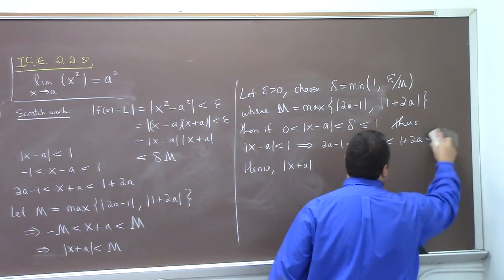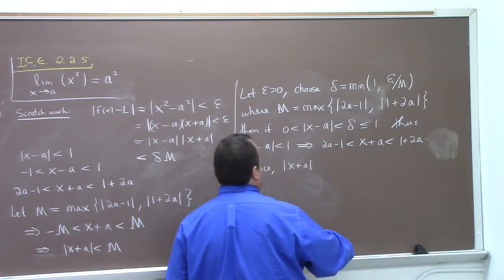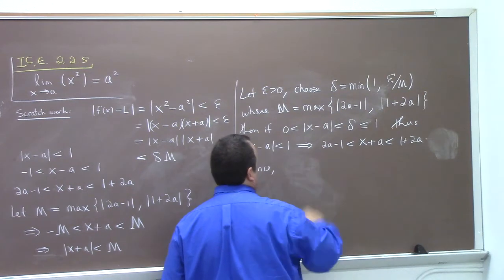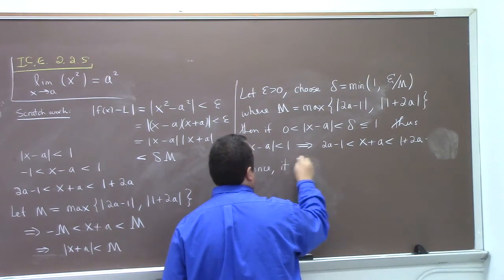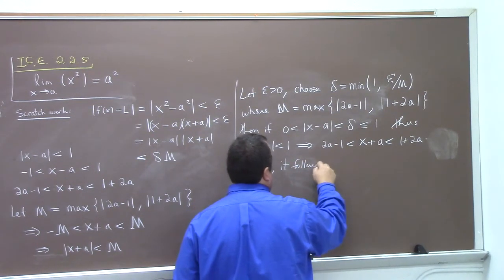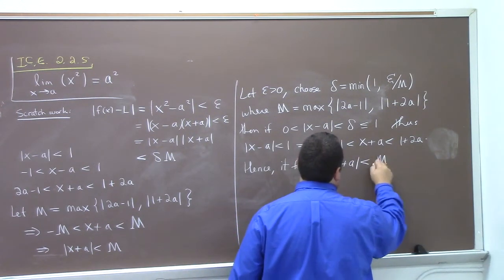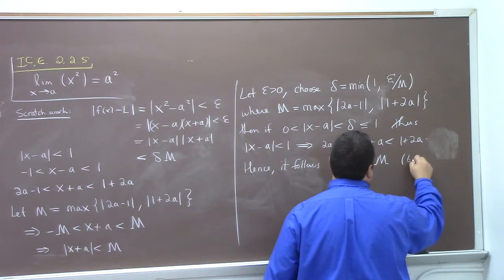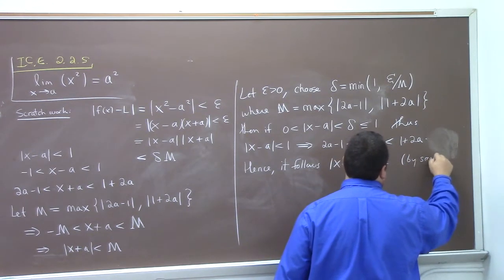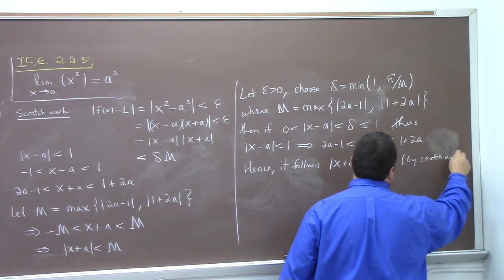Sorry, I'm trying not to write too much. It follows the absolute value of x plus a is less than m. And admittedly, I'm using my scratch work. All right, so I try not to do that. Sorry about that.